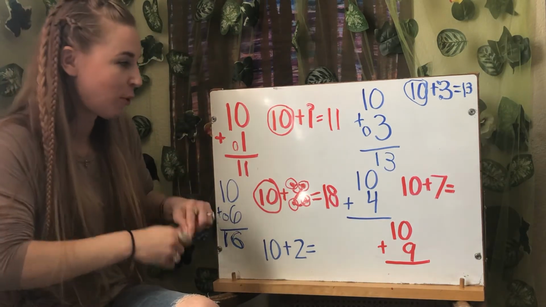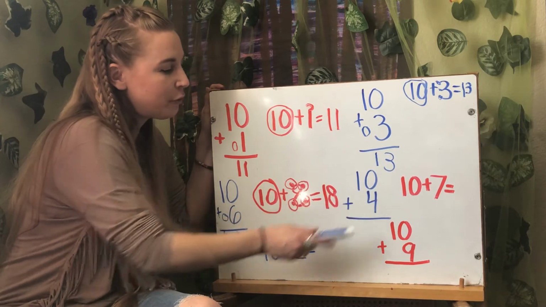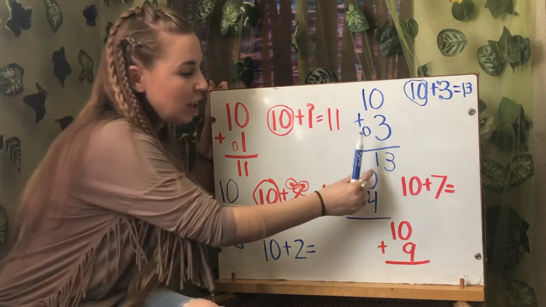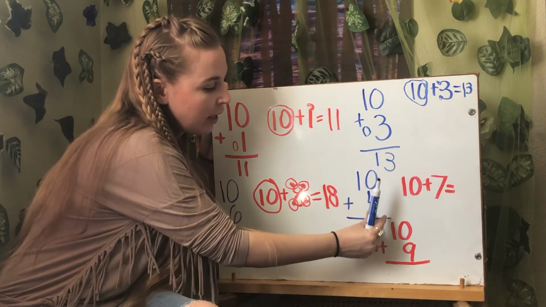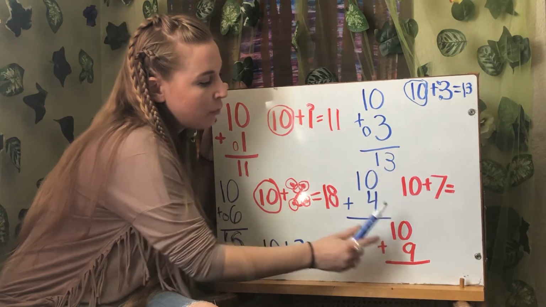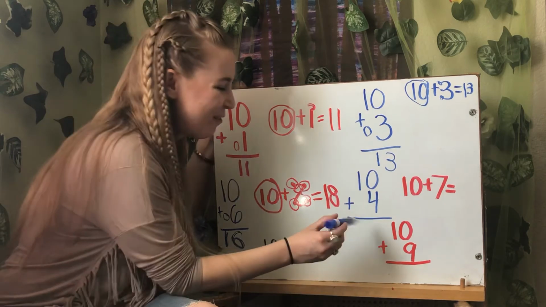Okay, there's a few more problems up here. Over here we have the 10 plus 4. So we're going to keep our answer lined up over here when we start adding, because we're going to start with this ones column. So what is 0 plus 4? It's 4.